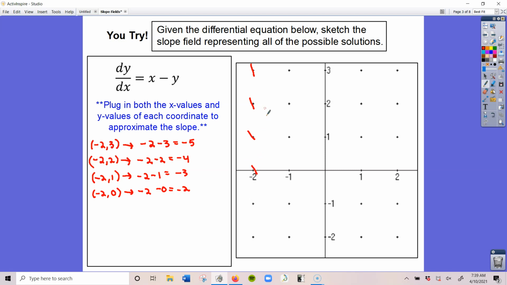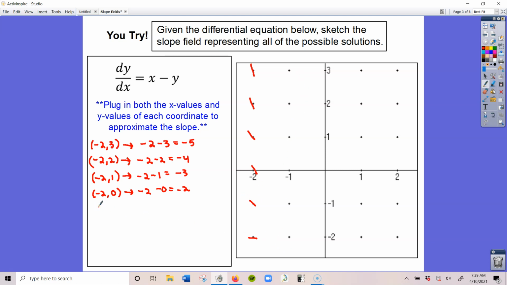So not as steep. So as you can see here with this pattern, each of these slopes is going down by 1. -5, -4, -3, -2. Now it's going to be -1, and then it would be 0. Let's try now going on to the next column.